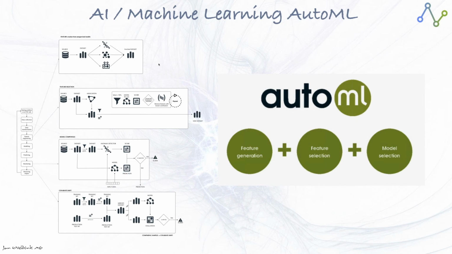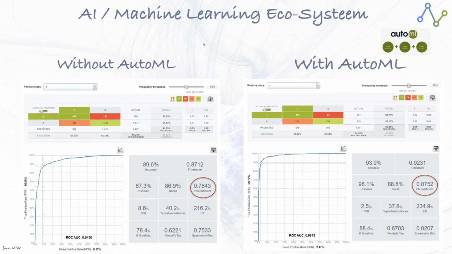That's the thing that we do now with BigML, and that delivers better models. If you look at this picture, then without AutoML, we perform at a phi coefficient of 0.78.